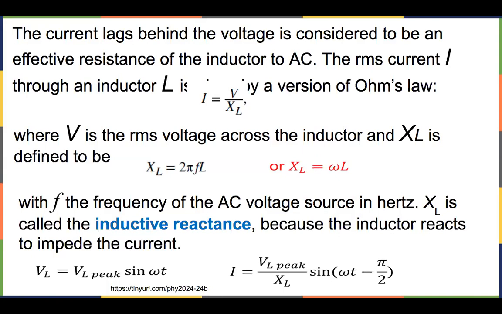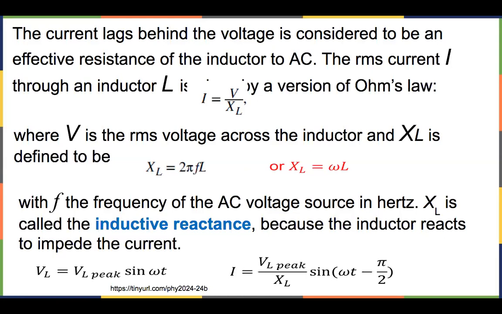represented by the symbol X. In the case of an inductor, you use XL. Okay, for inductors, XL is equal to 2 pi times frequency times L. Okay, so it is proportional to frequency and also proportional to the inductance. Or you can write it as XL equals omega times L. Okay, so omega is the angular frequency, which is 2 pi times f. All right.